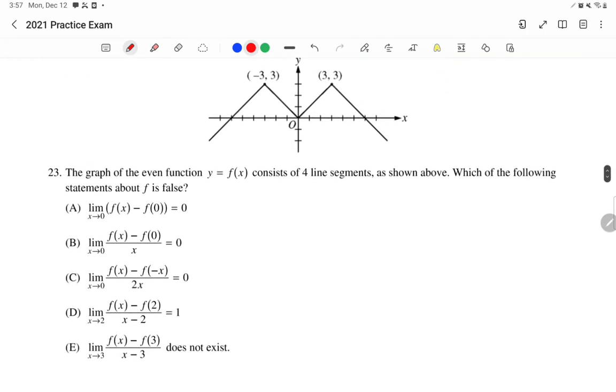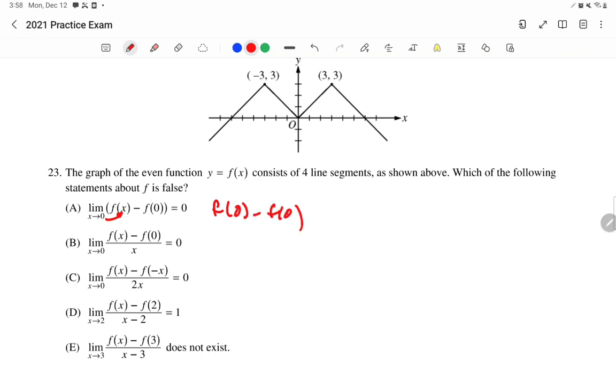All right, we have 4 line segments. It says which statement is false. This one is a little tricky, but we'll go through it. The limit as x approaches 0 of f of x minus f of 0 is 0. So that is true, right? When you plug that in, you're going to get f of 0 minus f of 0.